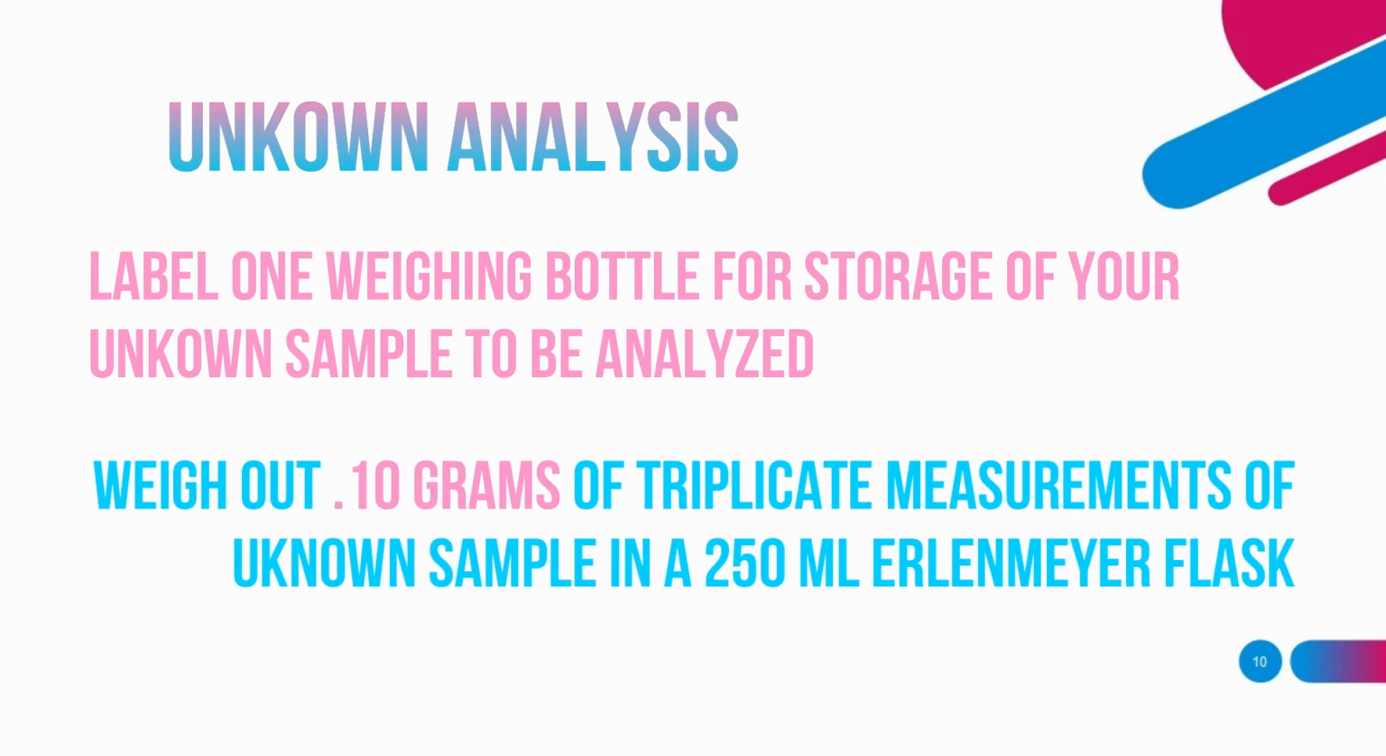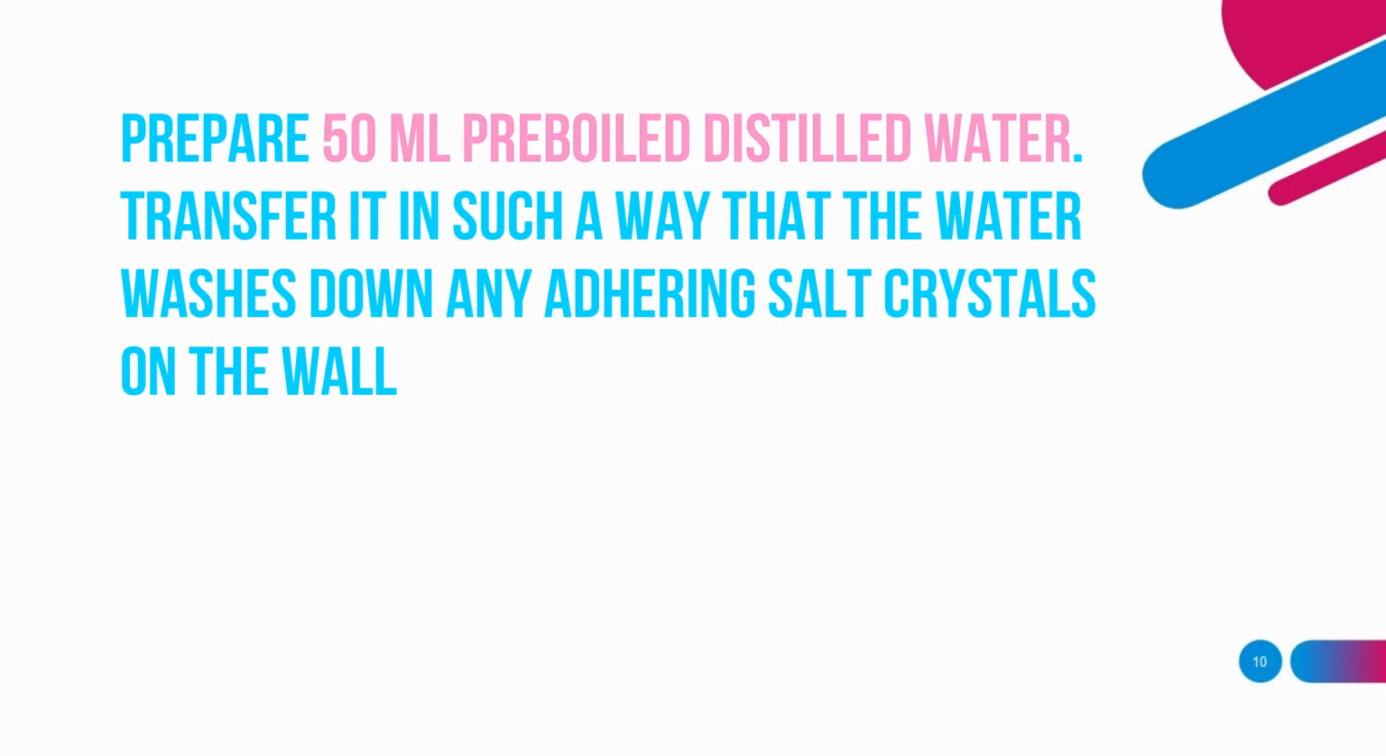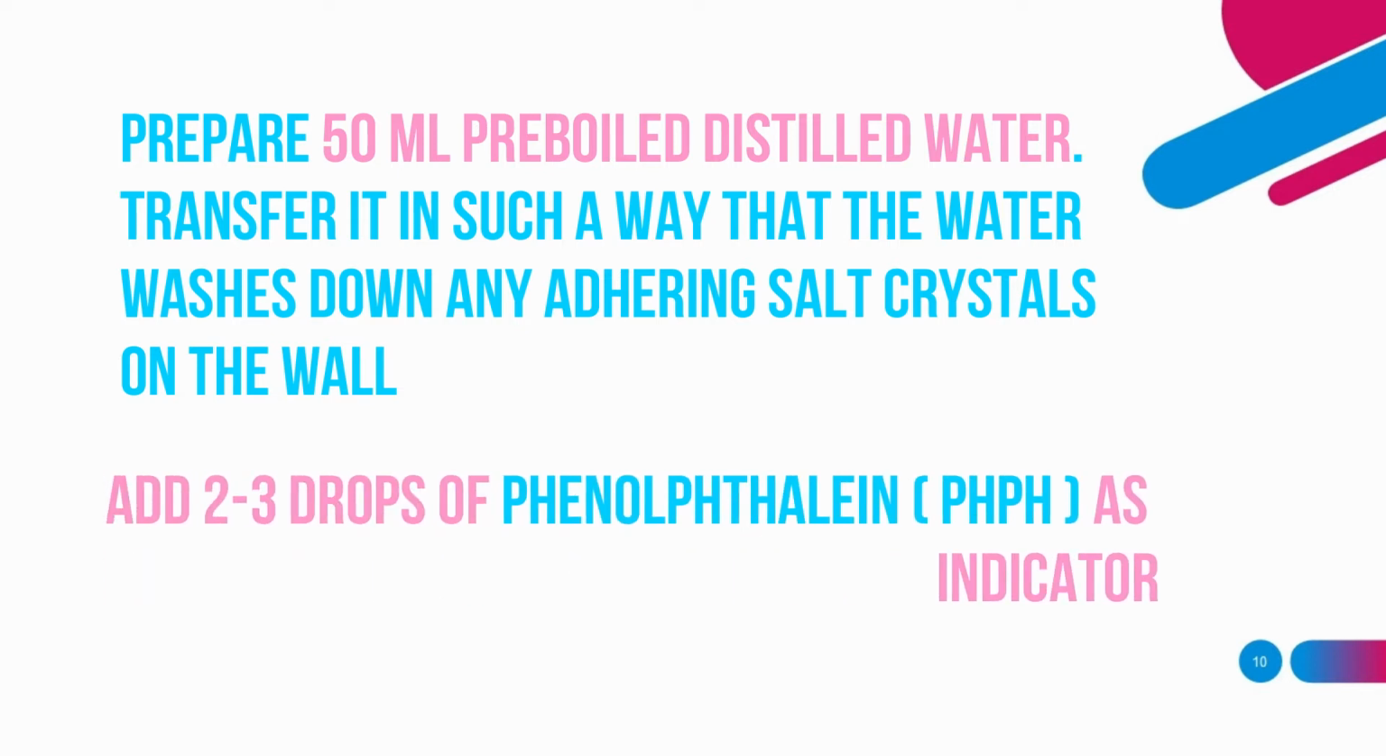For the unknown analysis, label 1 weighing bottle for storage of your unknown sample to be analyzed. Then, weigh out 0.10 grams of triplicate measurements of a known sample in a 250 milliliter Erlenmeyer flask. Prepare 50 milliliter of pre-boiled distilled water. Transfer it in such a way that the water washes down any adhering salt crystals on the wall.